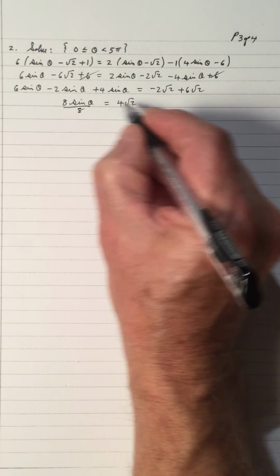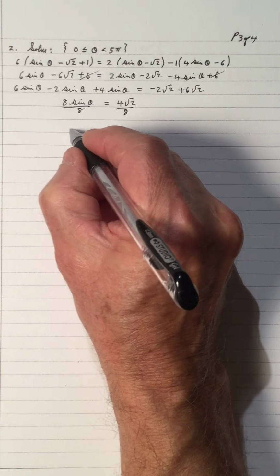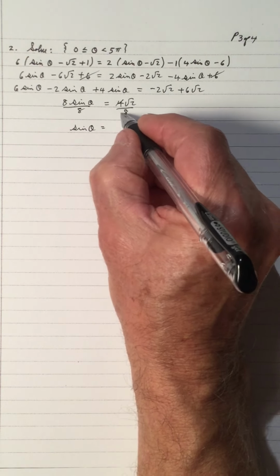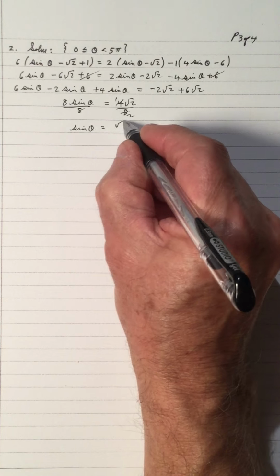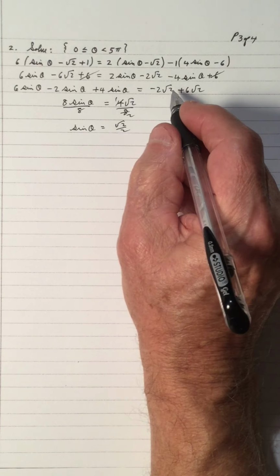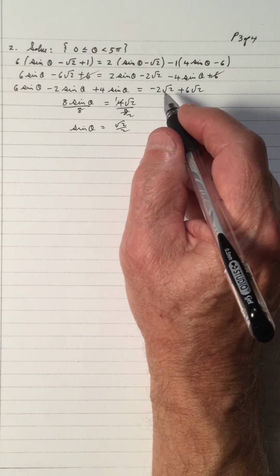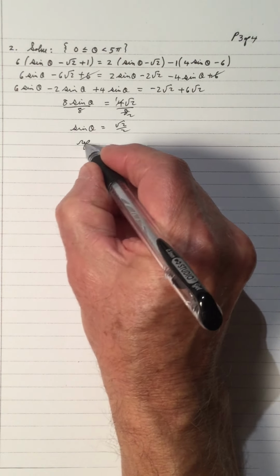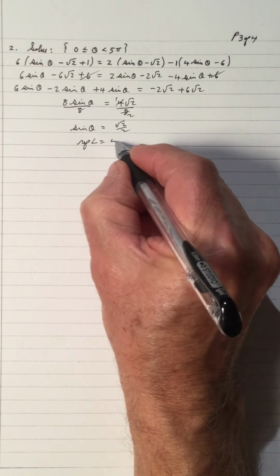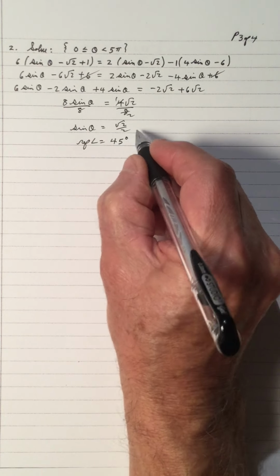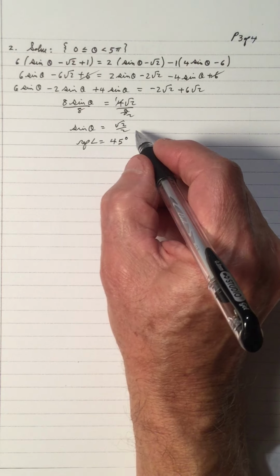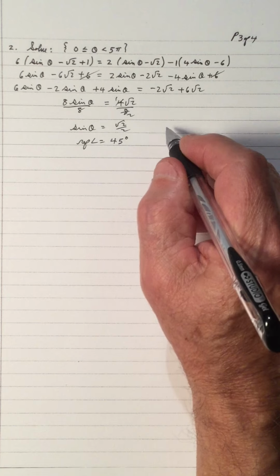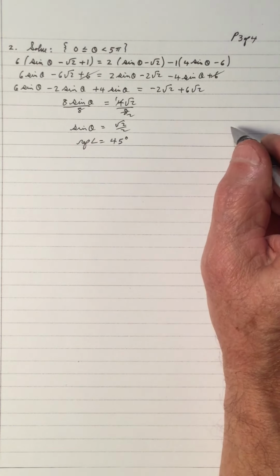And we divide by 8. So we get sine theta is 4 into 8 goes 2, so we get root 2 over 2. Root 2 over 2, that means that the reference angle for root 2 over 2 is 45 degrees. I'm going to work these out in terms of degrees first, and then change them to radians. I'll show you what I mean.